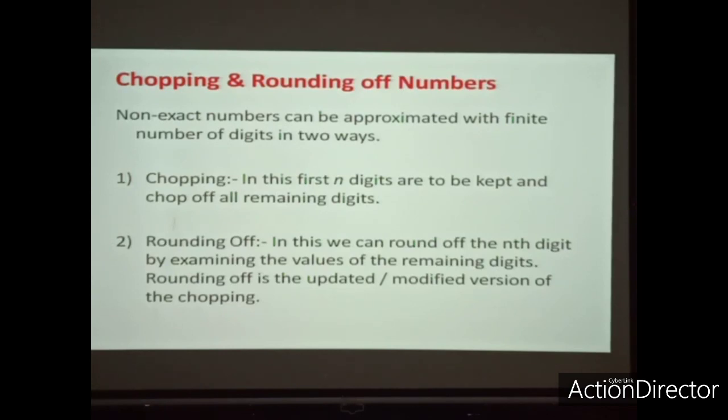Rounding off is the updated, modified version of chopping. Means in chopping we basically ignore everything, but in rounding off we will not ignore anything, we will basically do the right method. What is that?